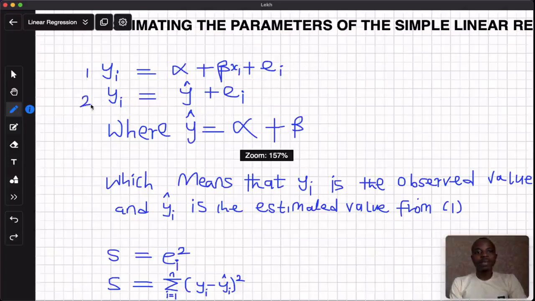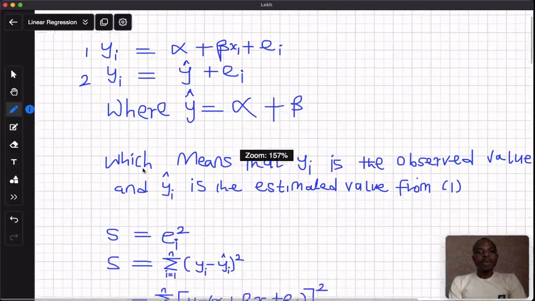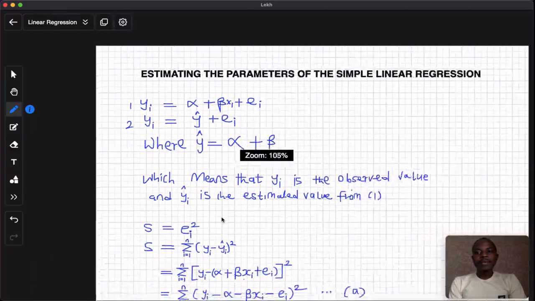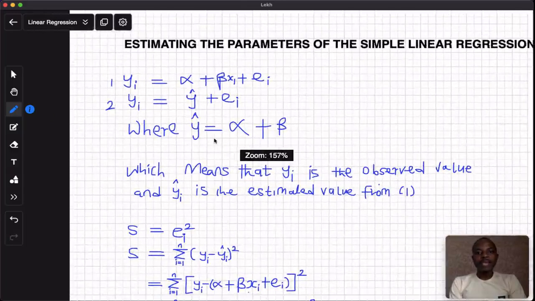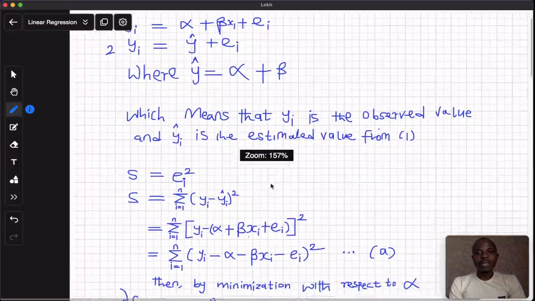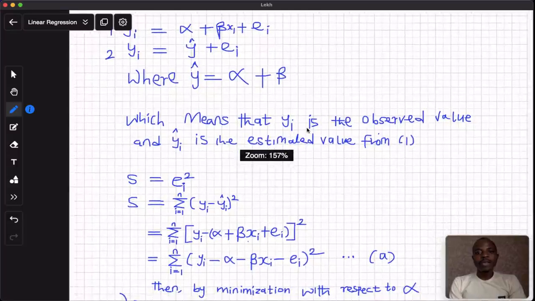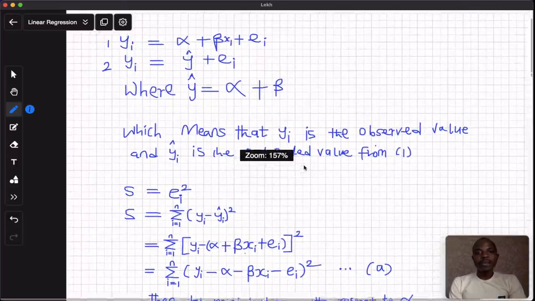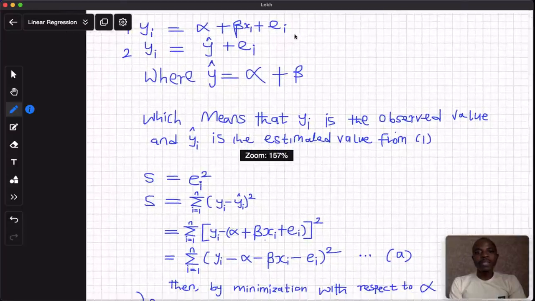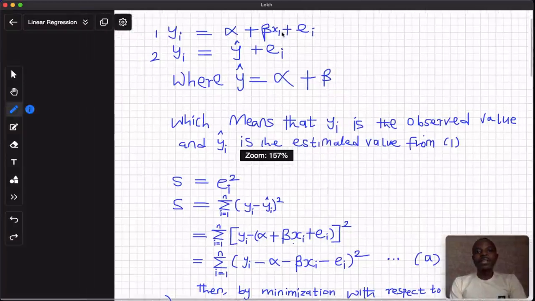Now, which means that yi is the observed value. So we are saying that originally when you did your observation, maybe you recorded the data set, you had yi to be the original value, right? Because we are accounting for this error term: if we estimate this particular value, we may not have exactly what is in the observation. So the error here is adding up to give us back what was originally in the observation.